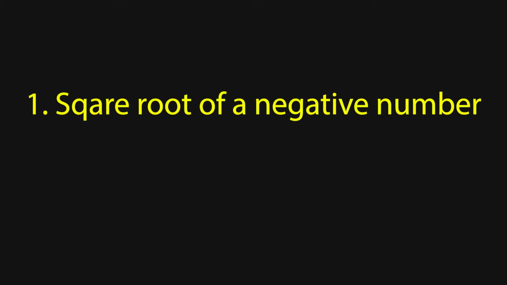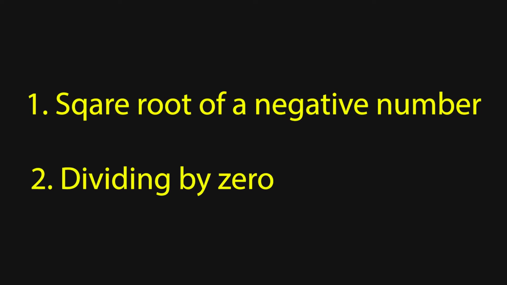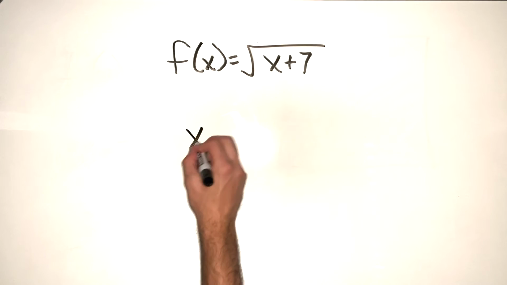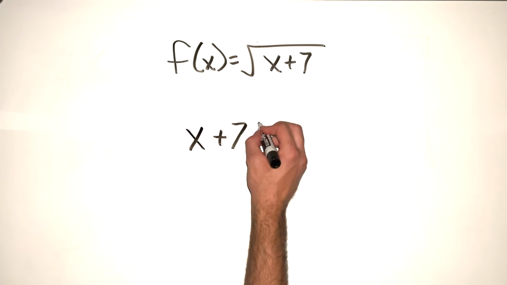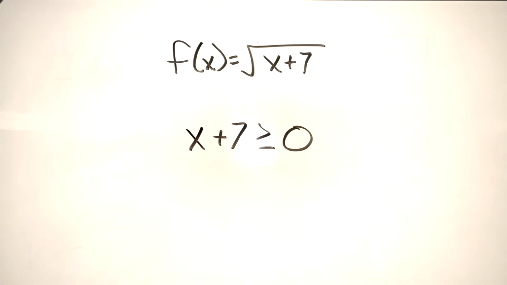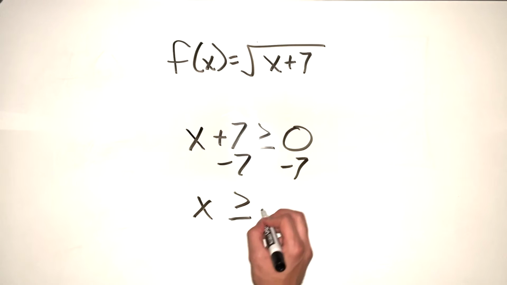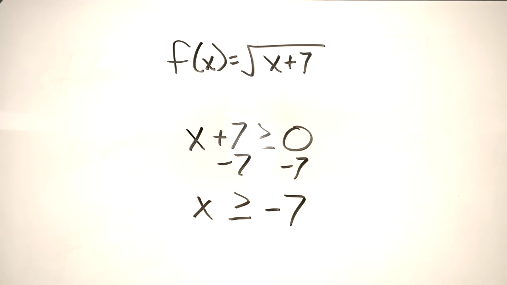Now, when we're looking for the domain of a function, there are two very common domain restrictions. The first is if we take the square root of a negative number, and the second is if we end up dividing by 0. Let's look at this equation. Since there's a square root, we want to be on the lookout for any x values that make x plus 7 negative. In other words, our domain will be the x values that make x plus 7 greater than or equal to 0. When I solve this inequality, I get that x has to be greater than or equal to -7. And in interval notation, that looks like this.